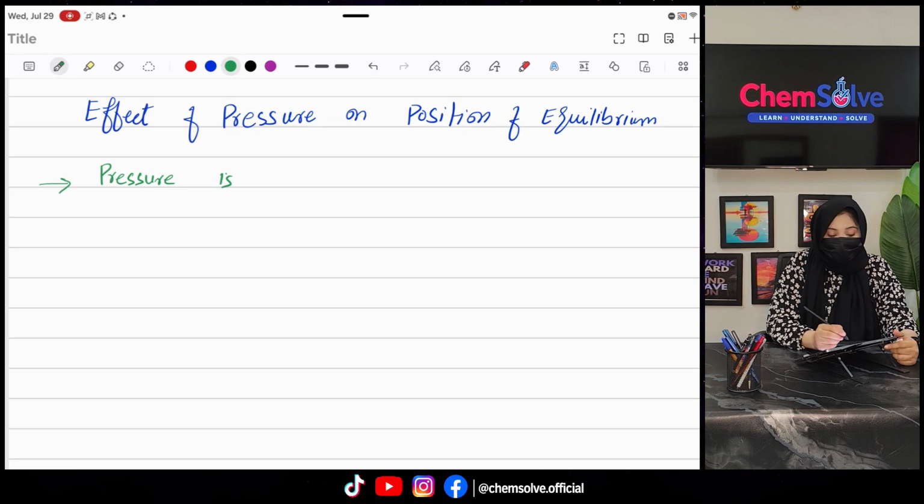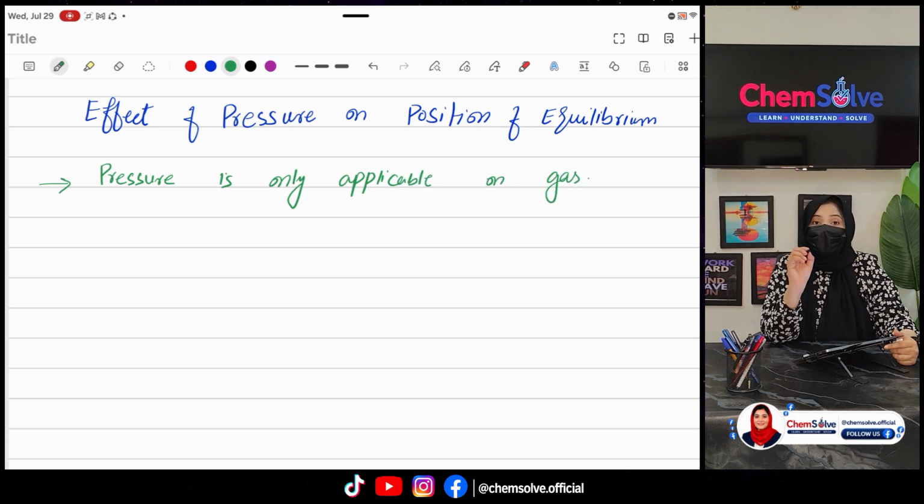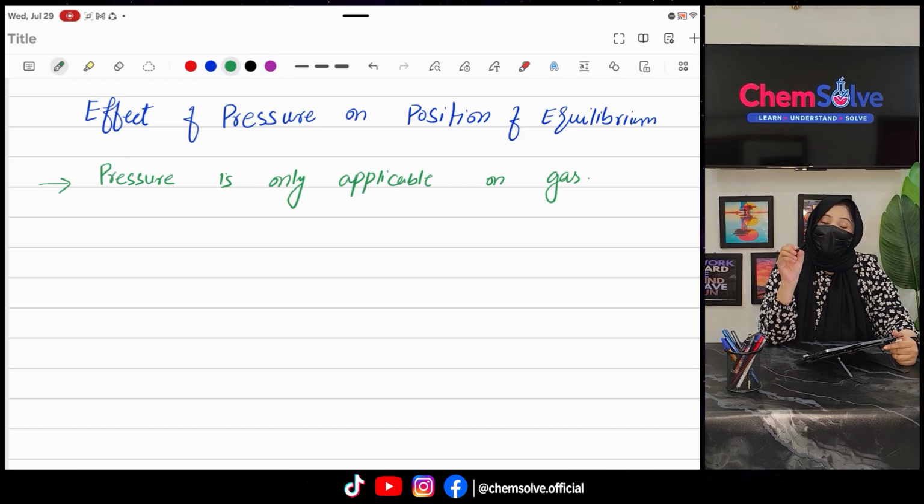only applicable on the gas. If there is any solid or any liquid present in the chemical equation, then we will ignore their number of moles. We will consider only the number of moles of the gaseous mixture.